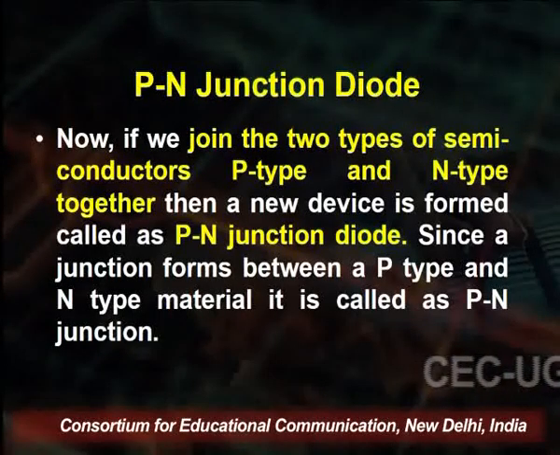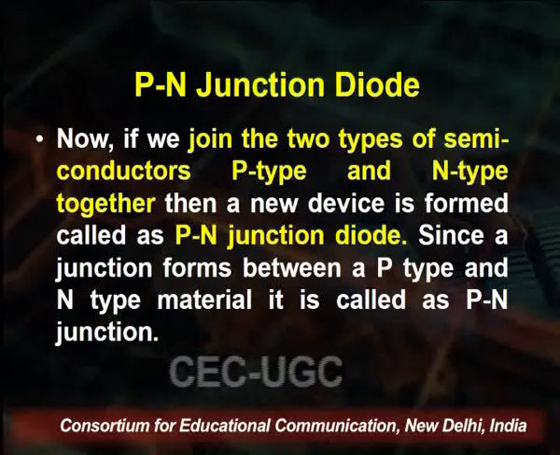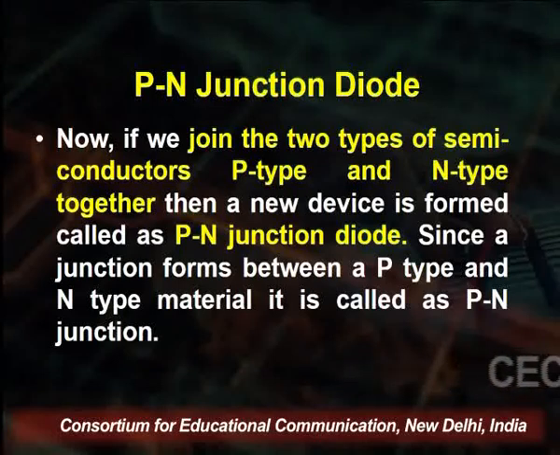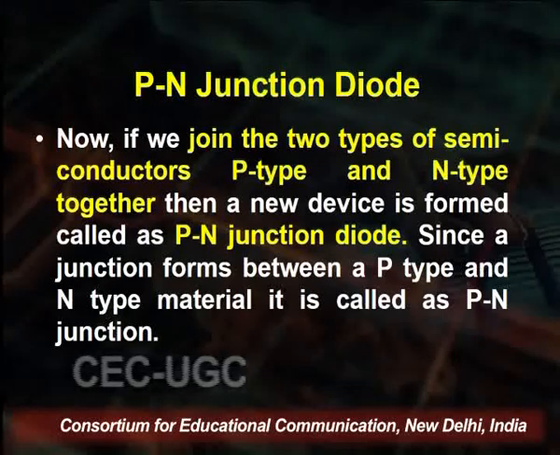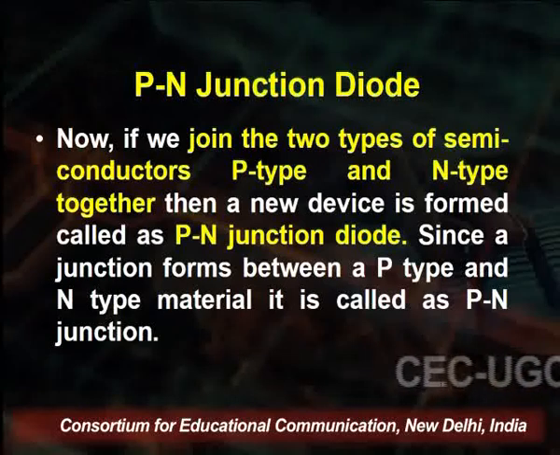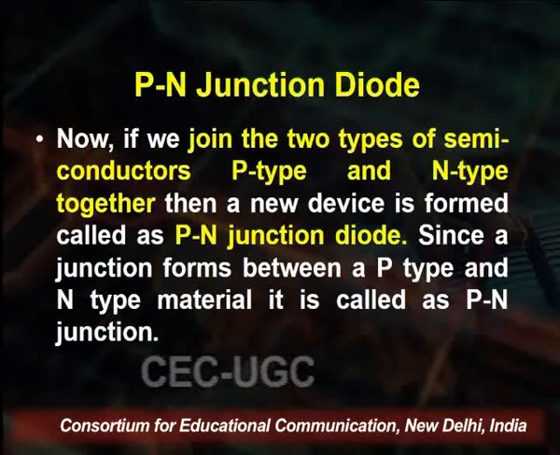Now if we join these two types of semiconductor, p and n type, together, then a new device is formed that is called the p-n junction diode. Since a junction forms between a p-type and n-type material, it is called a p-n junction. That's why it is called a p-n junction, because we attach p and n type semiconductor together.